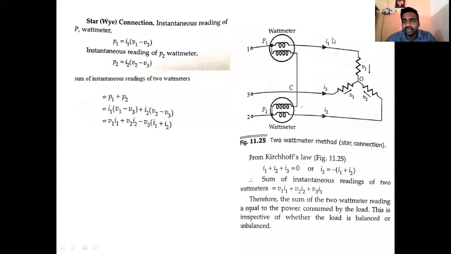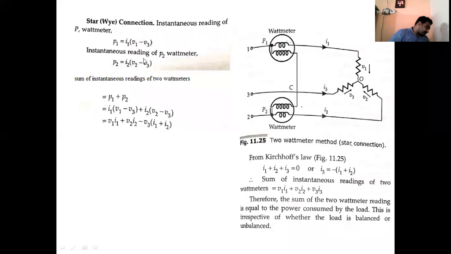The total current flowing in the first conductor is I1. The total current flowing in the second conductor is I2. The total current flowing in the third conductor is I3. What will happen? The power measured with respect to the first conductor is observed on the P1 wattmeter, that is equal to I1, the current flowing in the first conductor, into V1 minus V3.